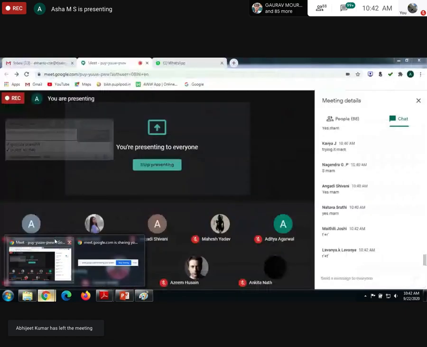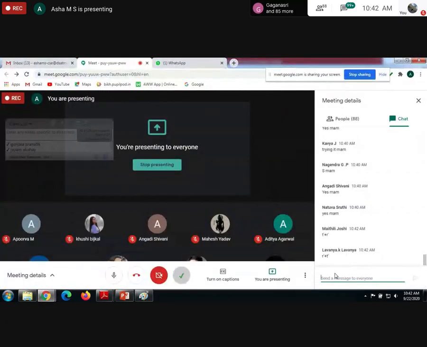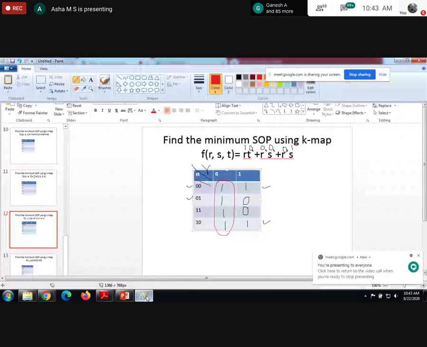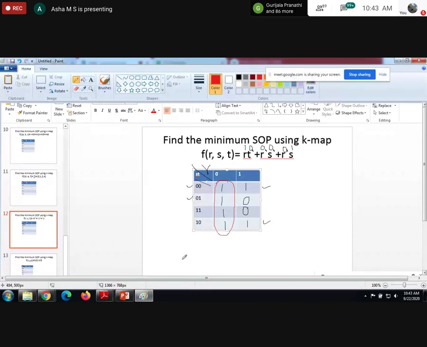Top two ones and bottom two ones? Hey, I got an answer already. That's very good. Guys, those who are not able to solve, can I group the top two ones and the bottom two ones?